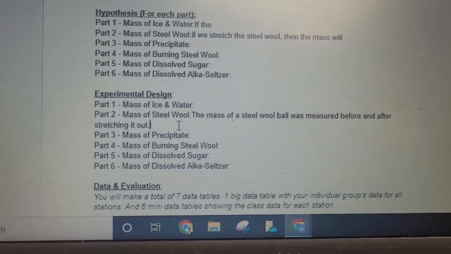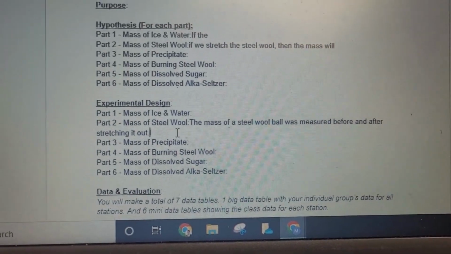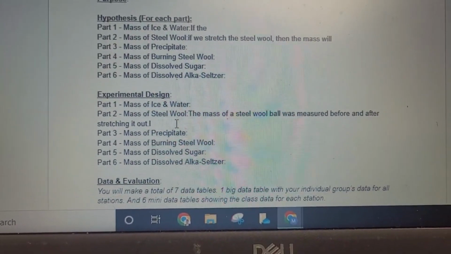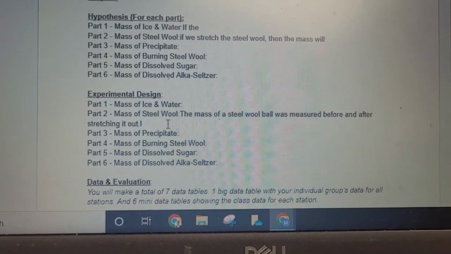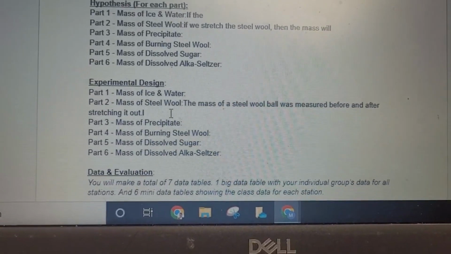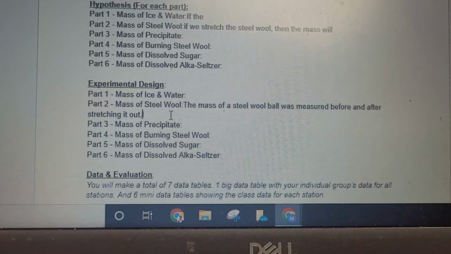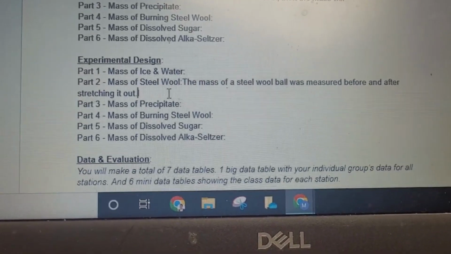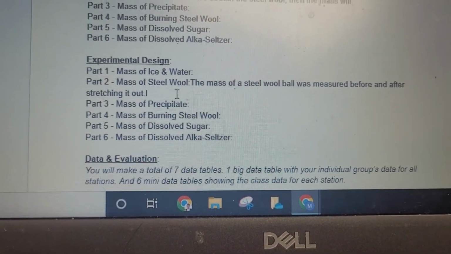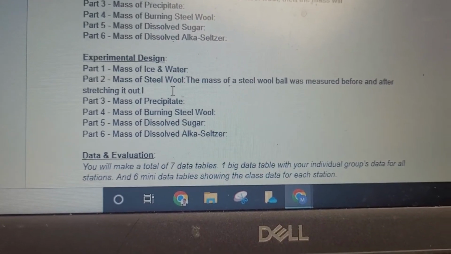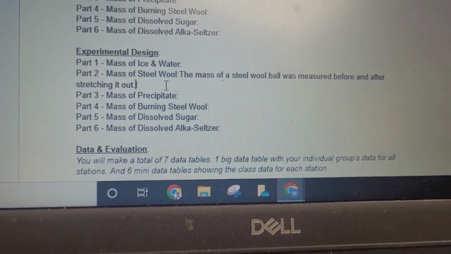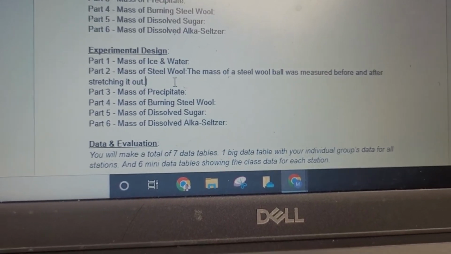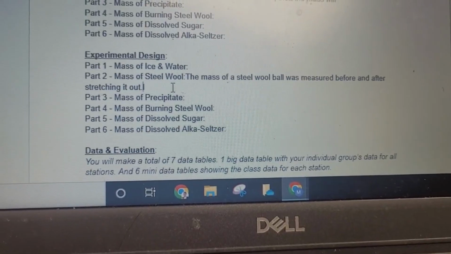The mass of a steel wool ball was measured before and after stretching it out. So you see how we did passive voice, and you see how we talked about what data we collected, right? The mass of a steel wool ball was measured. I don't want you to say in the design part, you don't give your results. So you don't say the mass increased when we measured it. You don't say we, right? This is past tense, or passive voice.